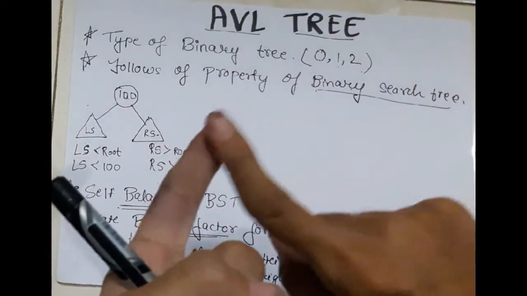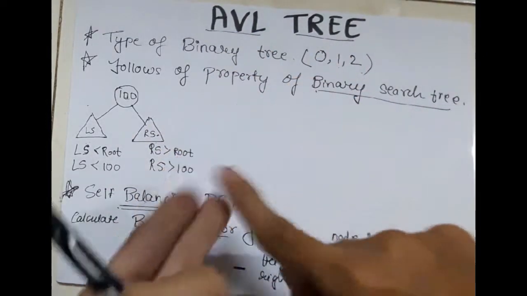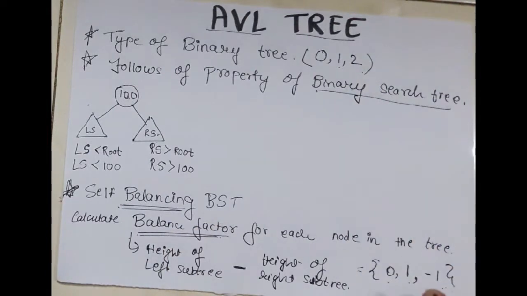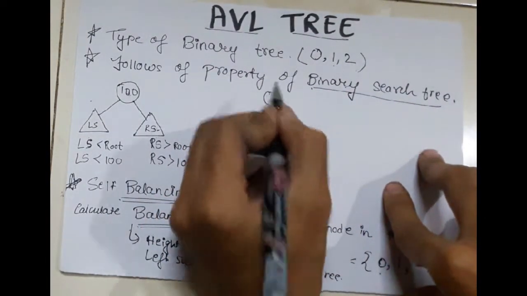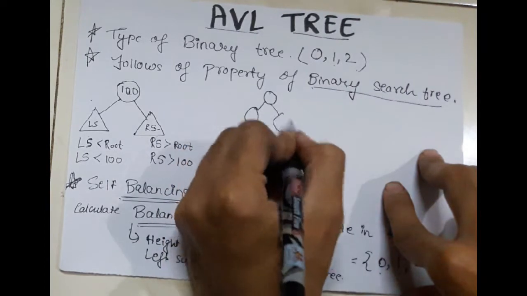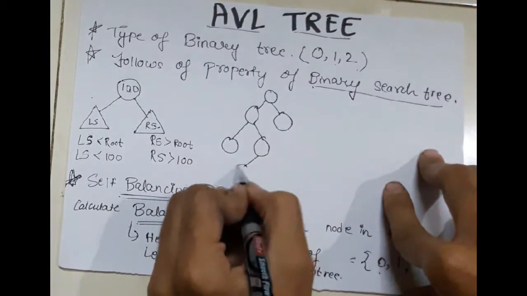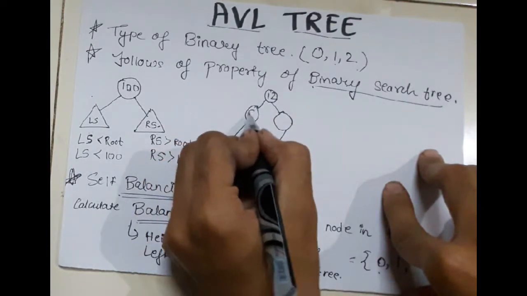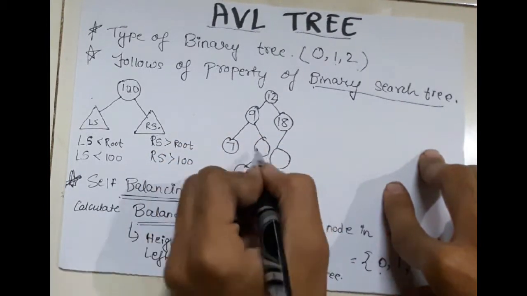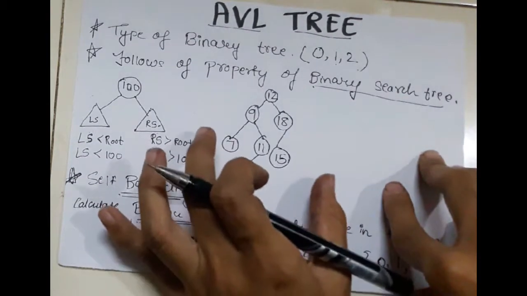So there are two things. The first thing for a tree to be AVL is that it should follow the property of binary search tree. And the second thing is that the balancing factor should be either 0, 1 or minus 1 for each node in the tree. Consider this example. See. Okay, this is the root 12. So now this is an AVL tree.